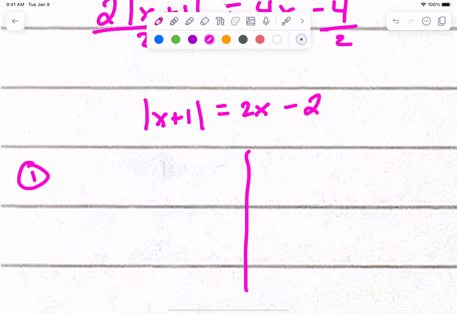Case 1. Yep, split him. Case 1 and case 2. Case 1, I just drop everything. x plus 1 equals 2x minus 2.